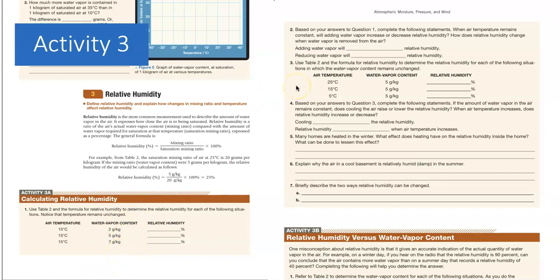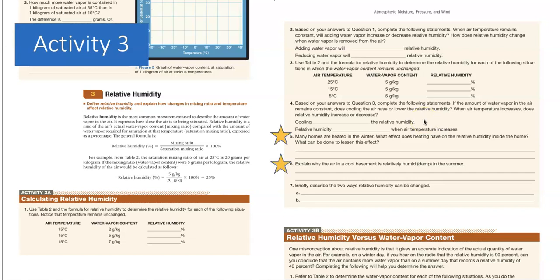Then question 3 uses this same approach of calculating relative humidity, but this time you're going to do it at different temperatures with the same water vapor content, and then it's going to ask you for trends you see there. So that's going to be pretty similar to what we just did.